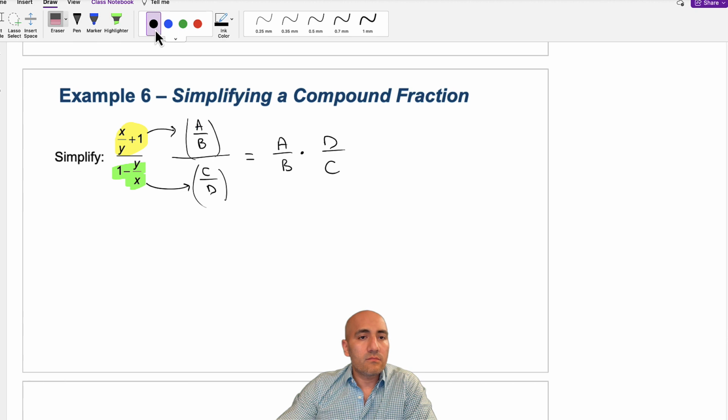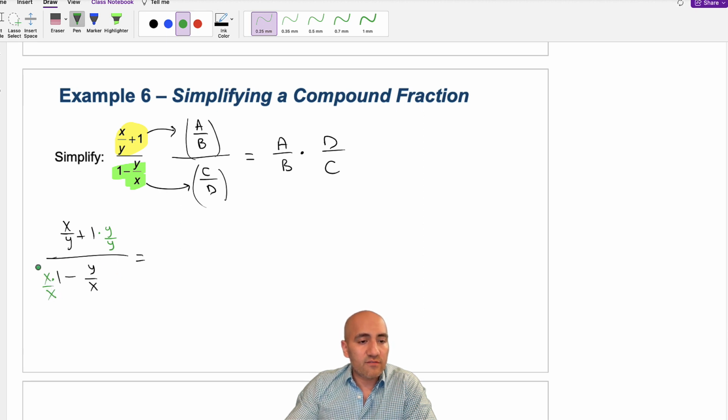So, okay, I'll keep that there, and let's copy it over here. So we have x over y plus 1 divided by 1 minus y over x. So focusing just on this fraction alone, I need a common denominator, which is going to be a y. So this one's going to be easy. I'm just going to rewrite this as a y over y. And here I'm going to need an x. I'm going to rewrite this as an x over x, right? Just focusing on this denominator separately from this one, from the numerator.